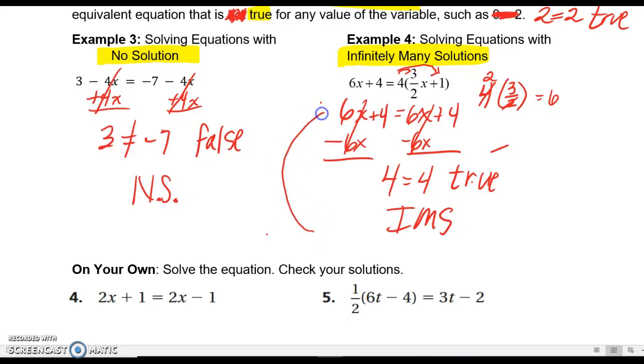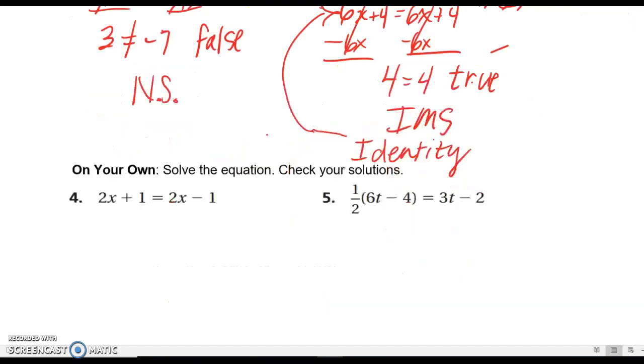When you look at this second line of work up here, as soon as you can identify that both sides of your equation are exactly the same, that's called an identity. So anytime you see an identity where both sides of the equation are exactly the same, that proves that it is an infinitely many solutions.